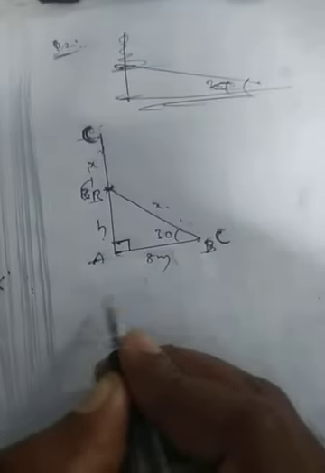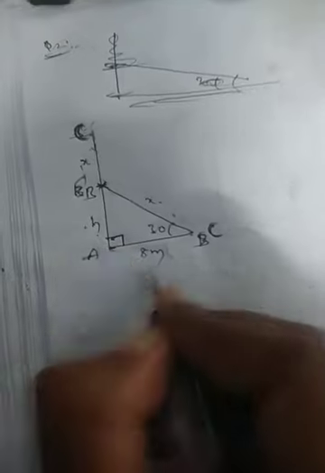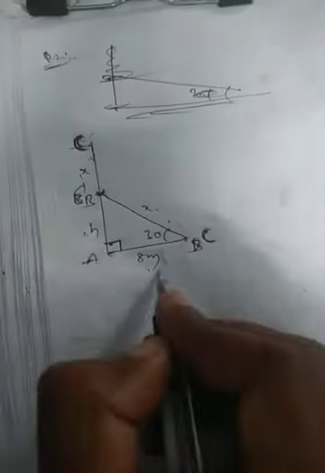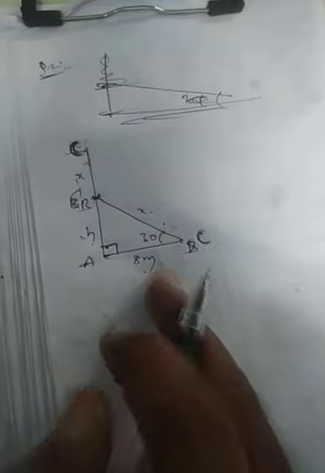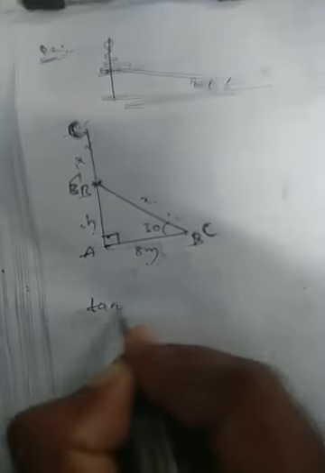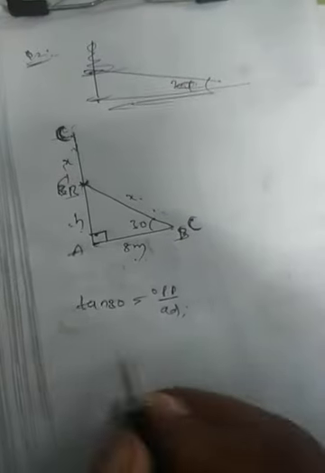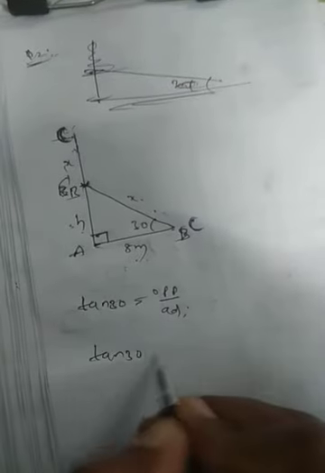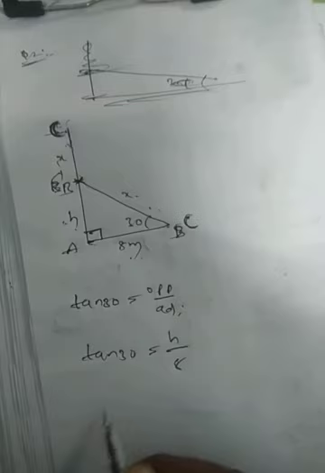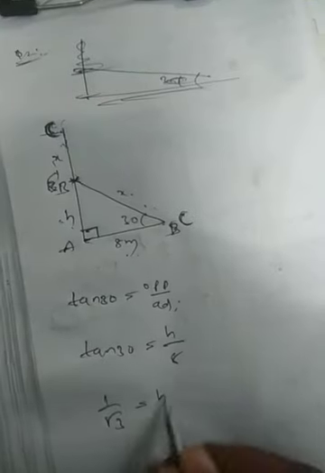Here we take the relation between these two. What is the relation which includes these two? This is the opposite side to theta, and this is the adjacent. So tan 30 is opposite by adjacent. What is the opposite side? h by 8. So 1 by root 3 is equal to h by 8. By cross multiplication, h is equal to 8 upon root 3.